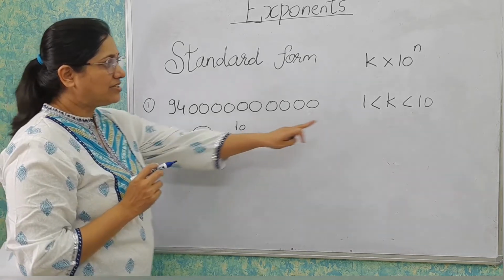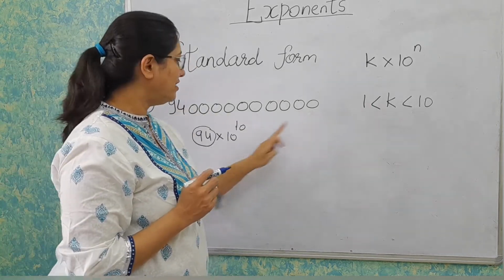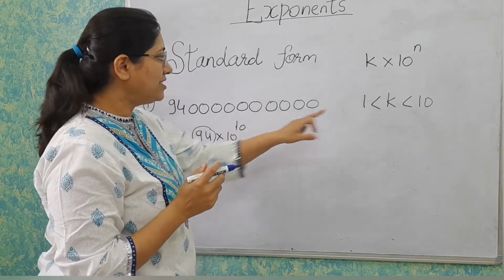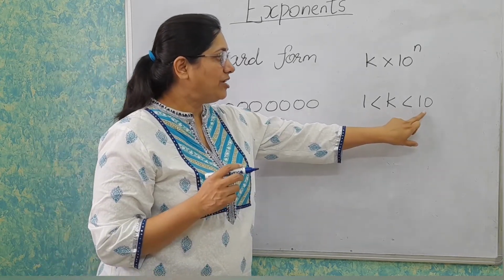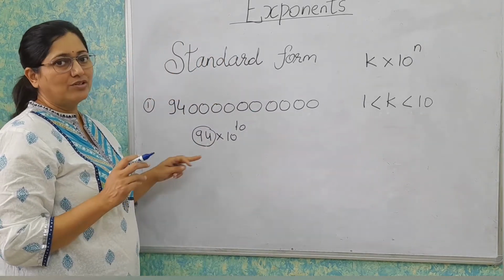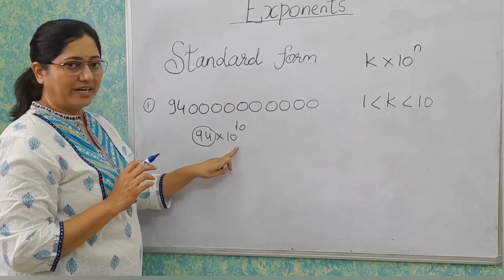This 94 is k. See, it is greater than 1. First condition is fulfilled. But what about the second condition? K should be less than 10. But this one is 94. So you cannot write it as standard form.